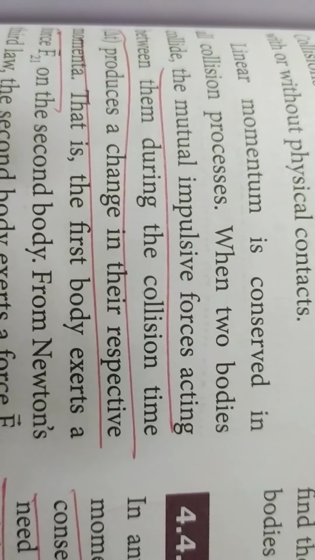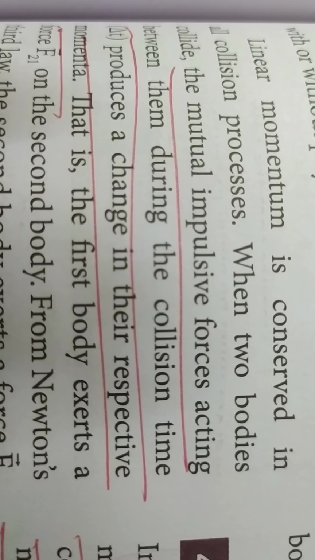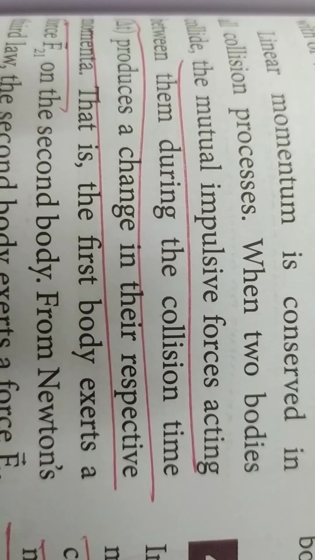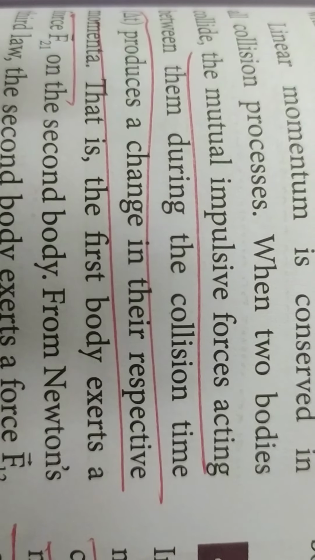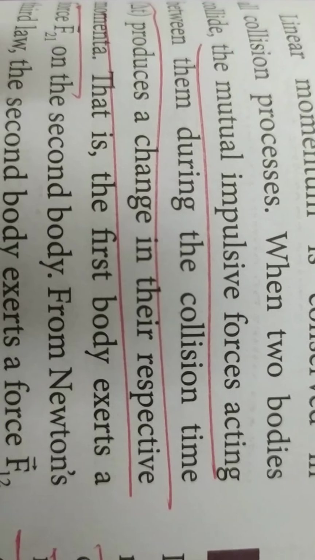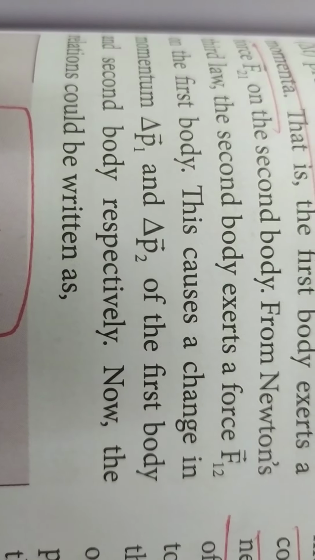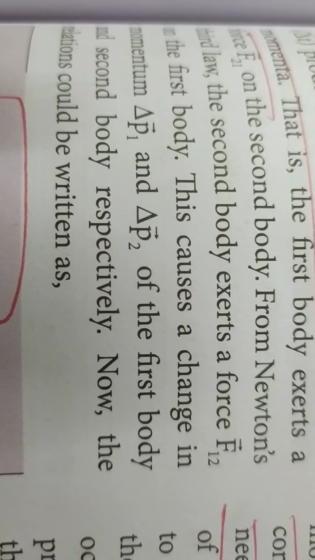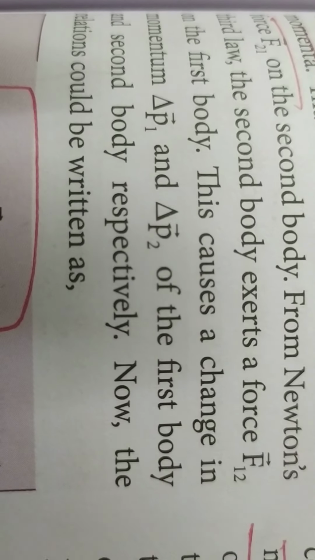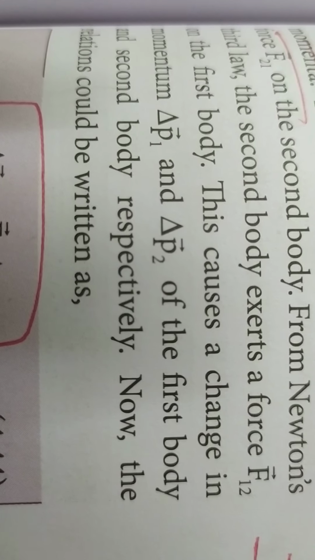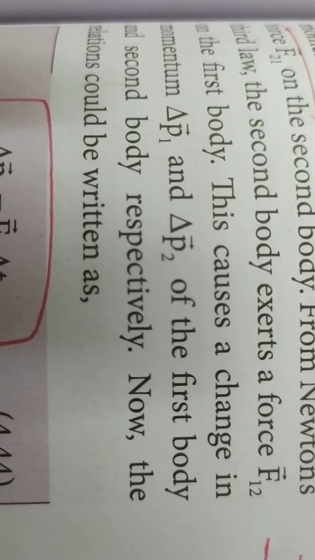When you look at linear momentum, momentum is a product of mass and velocity, and linear momentum will be conserved. This is because when two bodies collide, there will be some impulsive force acting between them, and they produce a change in the respective momenta. According to Newton's second law, the second body exerts a force F12 vector on the first body, and similarly the first body exerts a force F21 vector on the second body. They produce a change in momentum delta P1 vector and delta P2 vector, where P1 and P2 are the momenta of the first body and the second body.